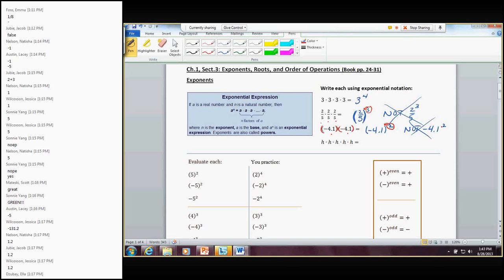If you were to just do this, it's only seeing the 4.1. It's not squaring the negative. Here, it's only seeing the 2. It's not taking 5 to the third power. Okay, and what about the last one? H to the what? Good job. Fifth, right? Probably just didn't count right.